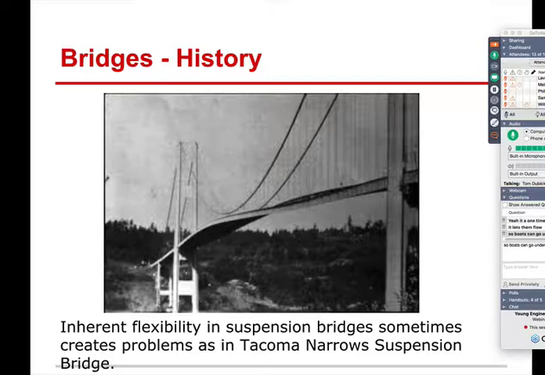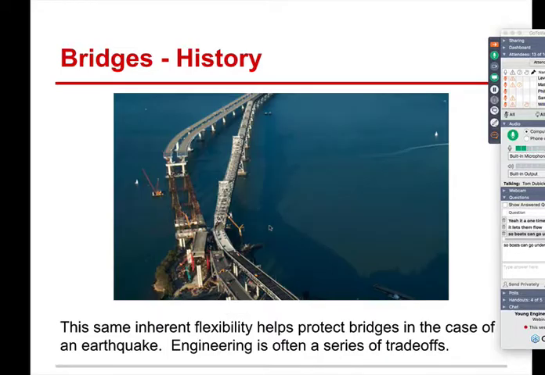Now, the flexibility, though, in the suspension bridge means that it can also get spun and ripped. And that's what happened in the Comaneros. This bridge only lasted a few months. Now, the upside is that same flexibility helps the bridge survive an earthquake. So engineering is often a series of trade-offs, what you're trying to do.